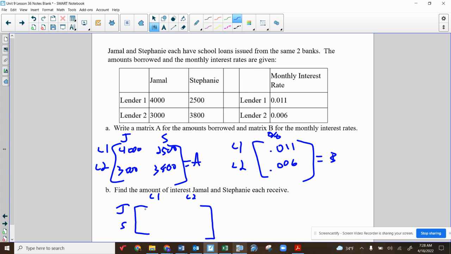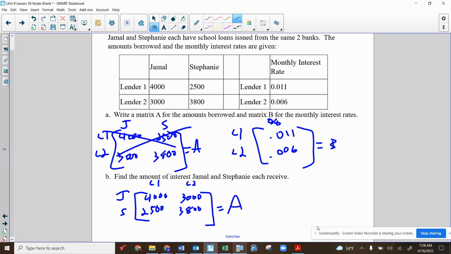All right, so Jamal with lender 1 is 4,000. Jamal with lender 2 is 3,000. Stephanie with lender 1, 2,500. Stephanie with lender 2, 3,800. Okay, so now that's my matrix A. And then I'm going to put this in the calculator and multiply these two together.